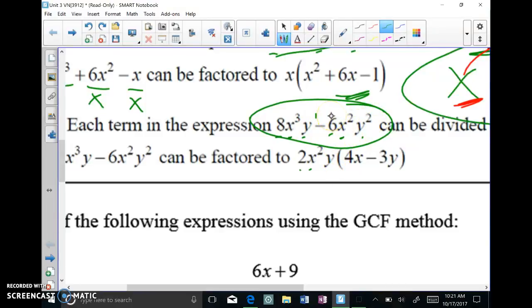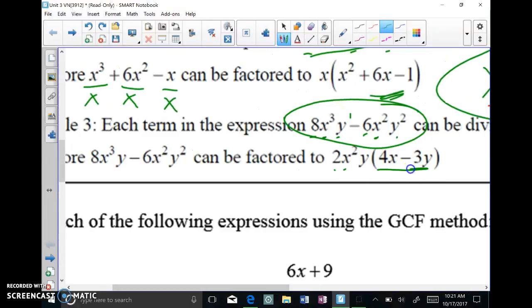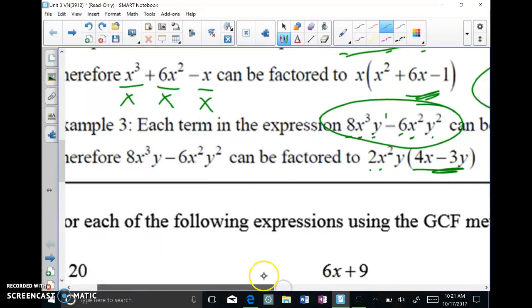And when we divide that stuff out, what's left over? What's left over is here, 4x minus 3y. So I could divide by 2x squared y. 8 divided by 2 is where the 4 comes from. The x to the third divided by x squared is where the x comes from. And the y divided by y cancels out to be 1, but we don't write it.